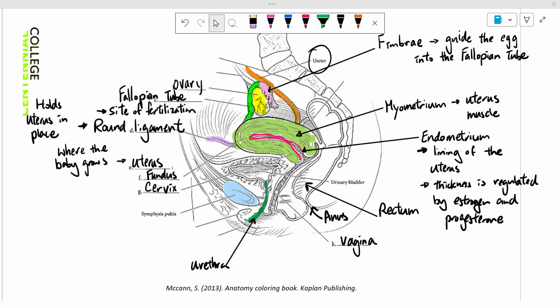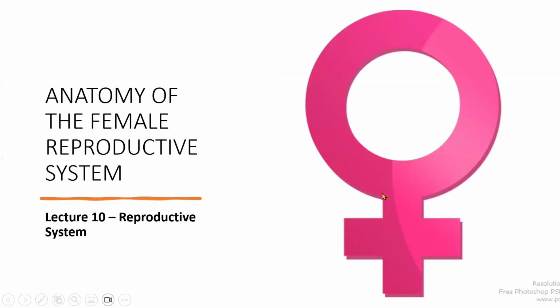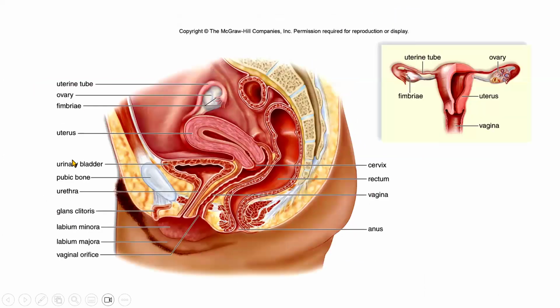Okay, we'll do the men later. Let's just finish talking about female first. So there is all the same stuff. You can compare what we have. I mean, there are a few extra labels here, but just know the ones that we did on the diagram on the study guide, and you should be okay.